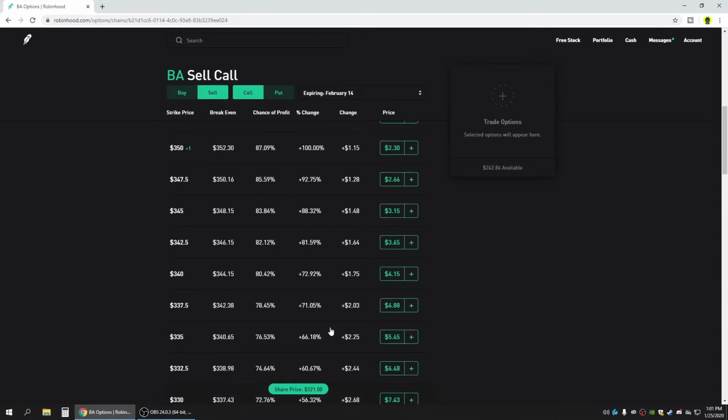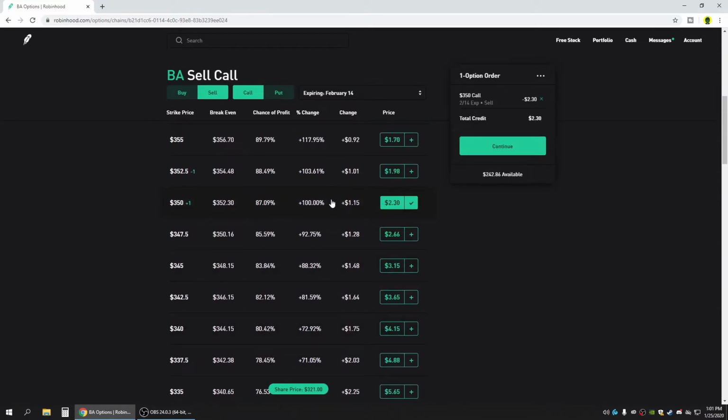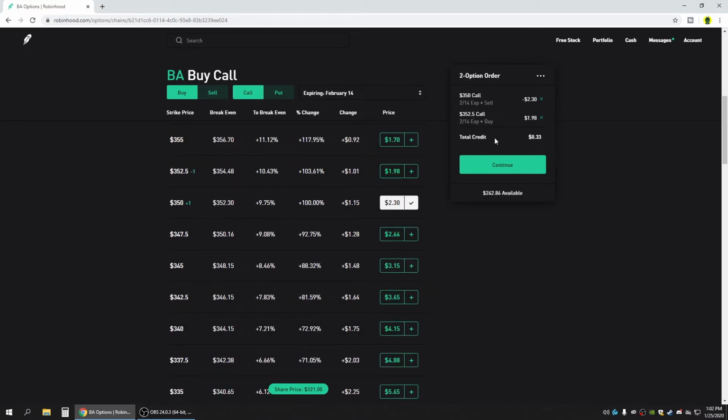Whereas a credit spread, you would be selling the 350 and buying the 352, and you would get a total credit of $33. So you would get this credit up front, but instead on this credit spread we would have a risk of $217, whereas on the debit spread we only had to pay for this $33. But these are saying two different things. The credit spread is saying that this contract is not going to go above 350 or 352 by expiration, and the debit spread is saying it's going to go above 350 and 352 by expiration.